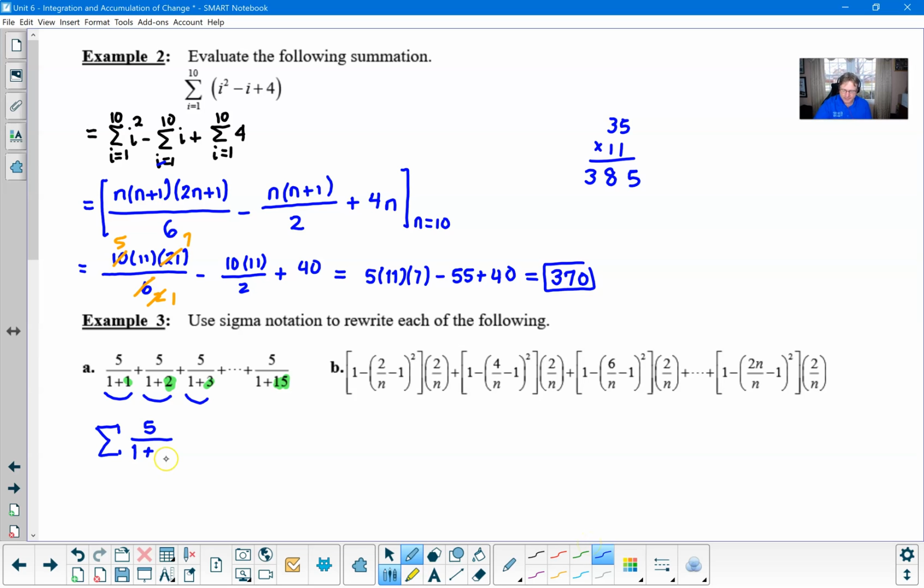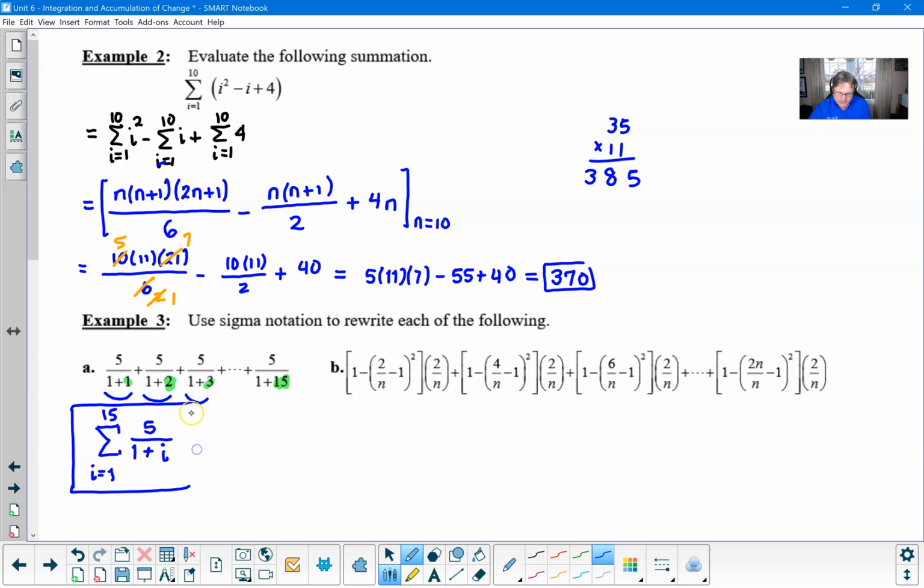So what better example of a value that we might want to give a variable name, and you can use any variable you want. I like to use i as my counter because it stands for index. A lot of times you'll see k and j, and we know that this i is going to start at 1 and it's going to end ultimately at 15. And there you go. That would be your summation expression.